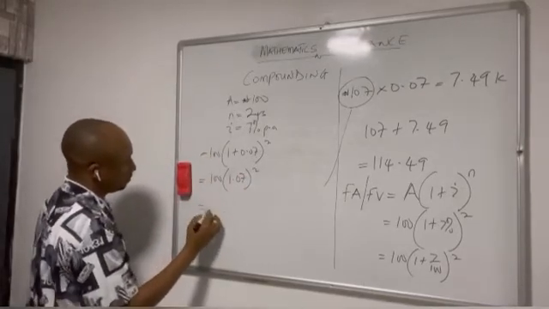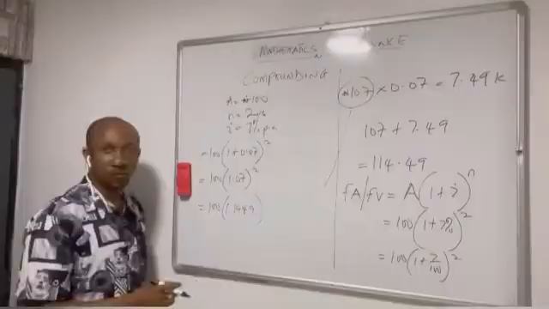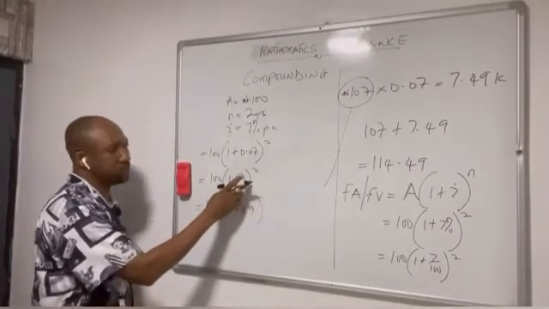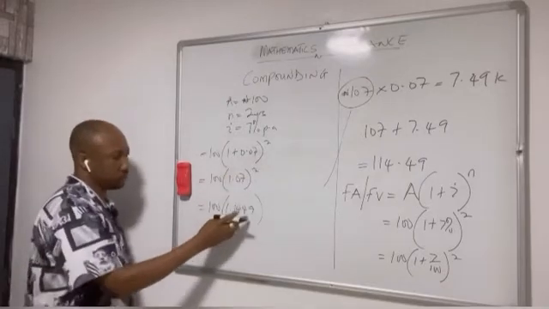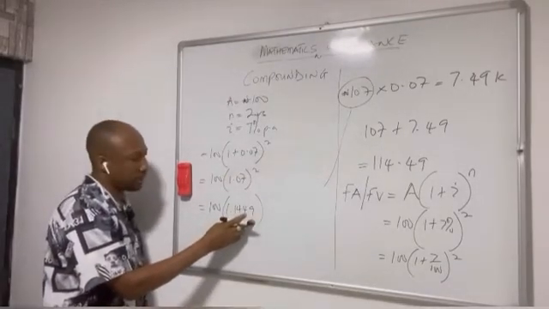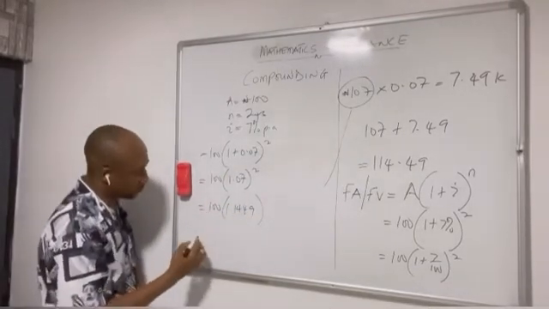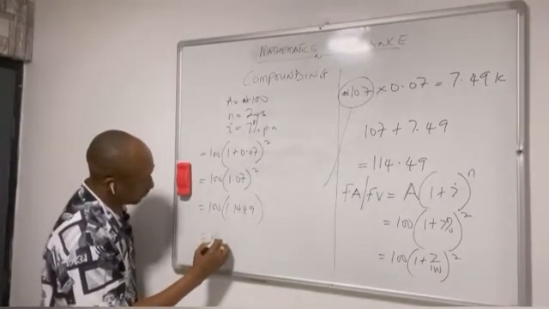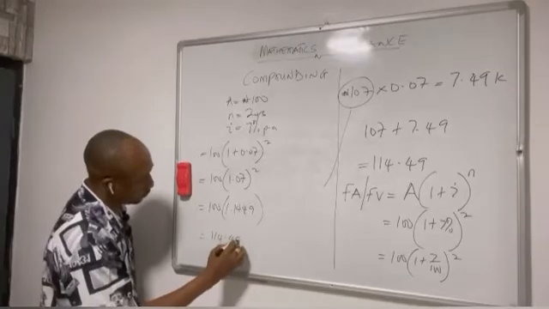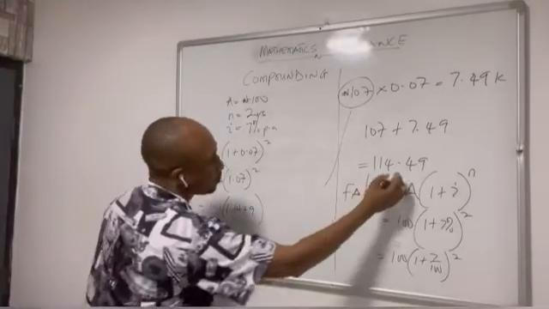And that should give you 100 into. So if you use a calculator to determine 1.07 raised to power 2, you get 1.1449. If you then multiply this, it gives you 114.49, which is the same amount that you have here.